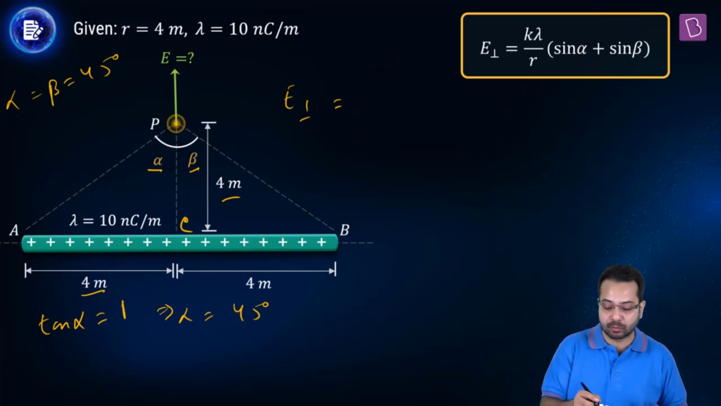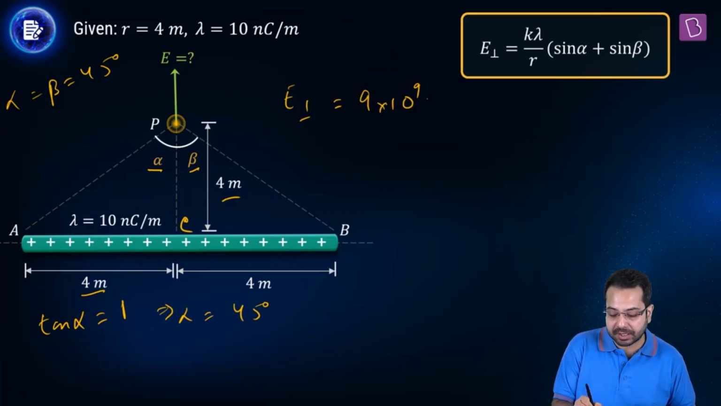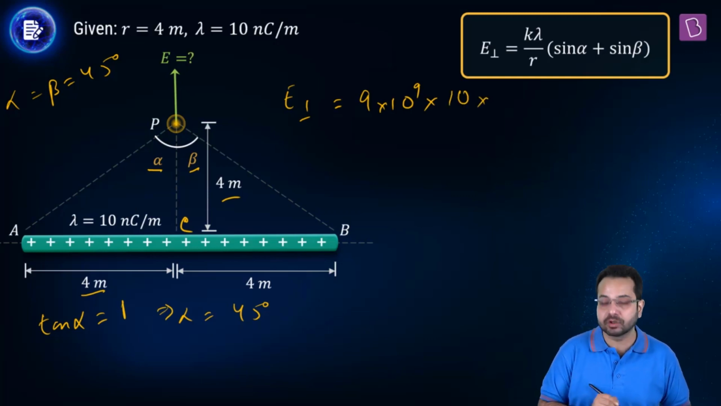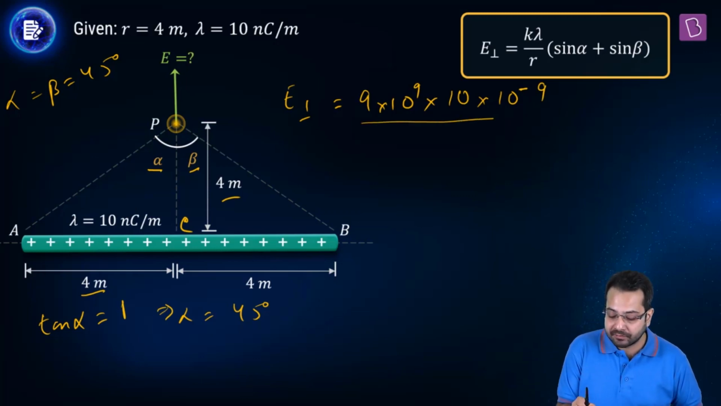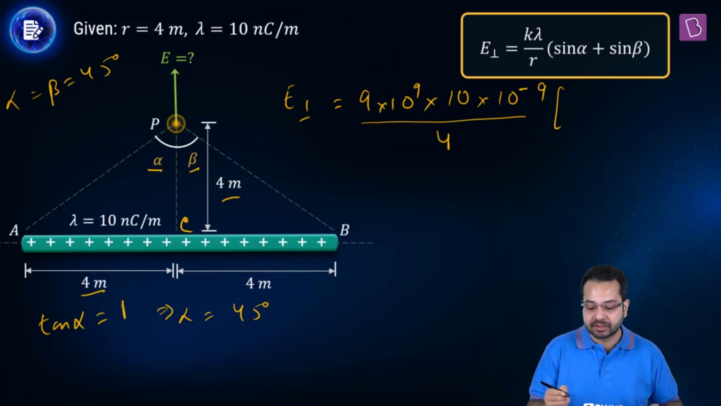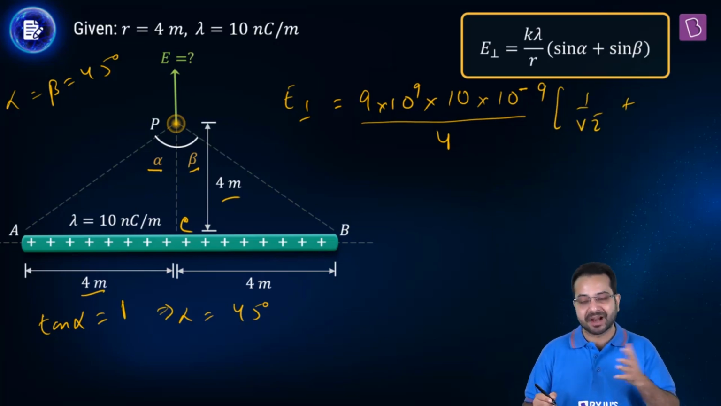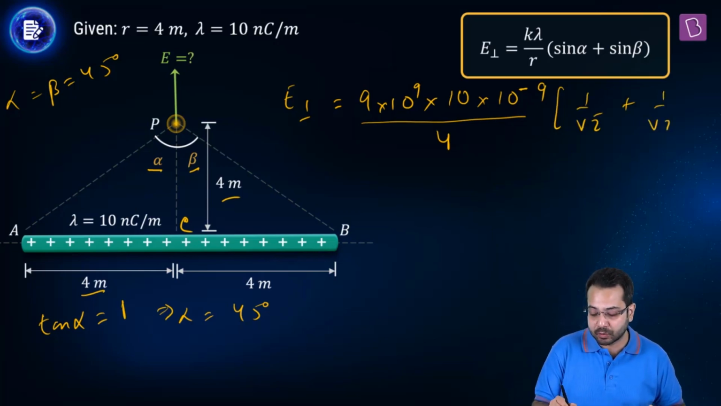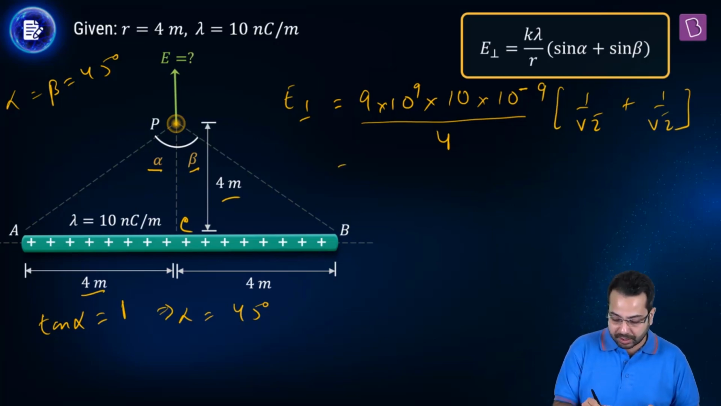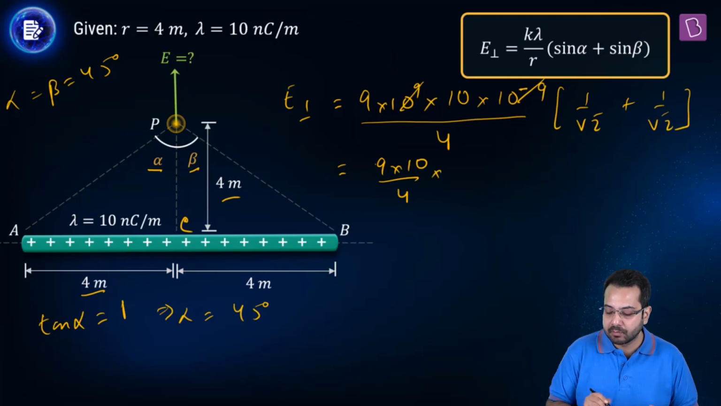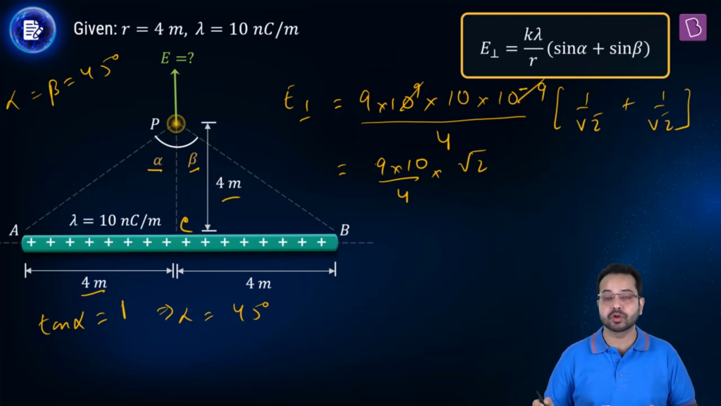So E perpendicular is equal to K, which is 9 into 10 to the power 9, lambda is 10 nanocoulomb per meter, so this has to be 10 into 10 to the power minus 9, divided by R, which is 4. Now sin alpha, sin 45 degrees, is 1 by root 2. Again sin beta, sin 45 degrees, is 1 by root 2. So 10 to the power 9 and 10 to the power minus 9 are gone. So this becomes 9 into 10 divided by 4 multiplied by root 2.